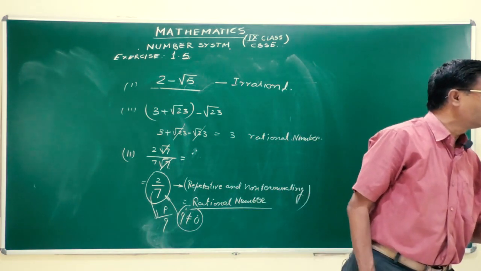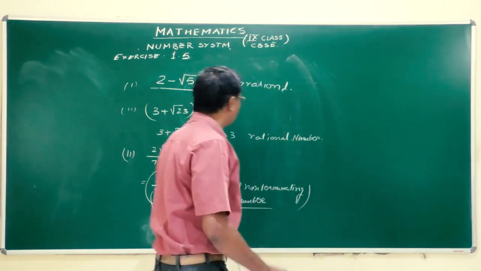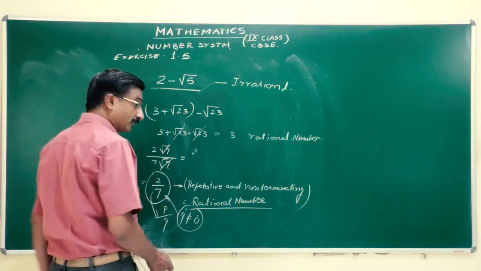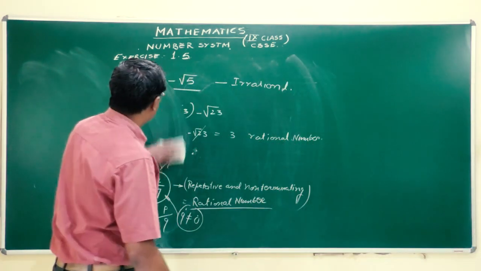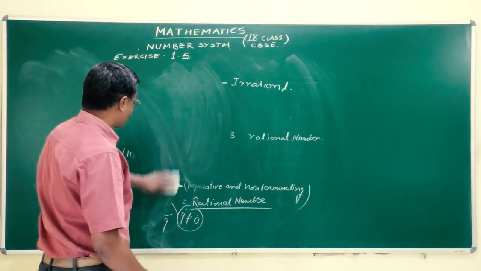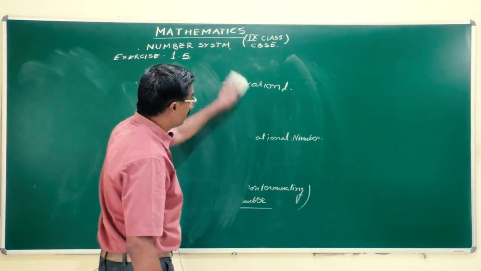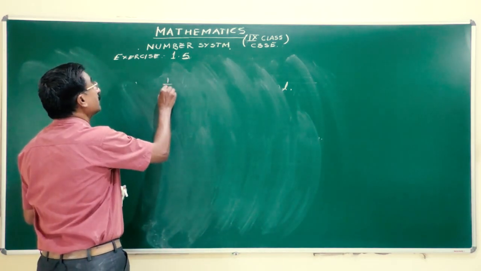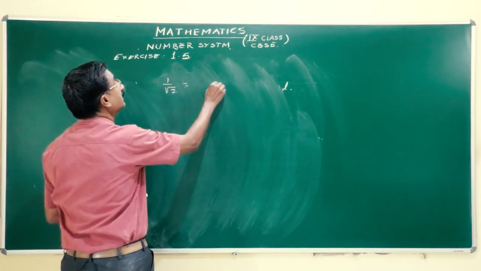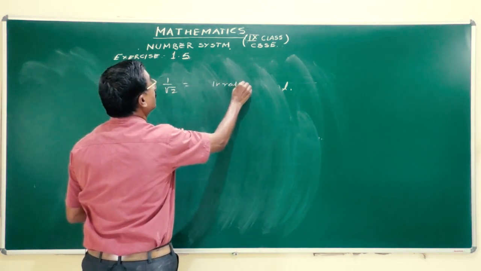Next one is 1 upon under root 2. Under root 2 is an irrational number, clear? And so 1 upon under root 2 will be an irrational number.